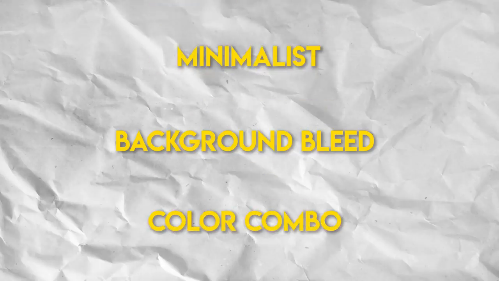Aside from layout types, we have our layout styles, which is our fourth tip to develop a layout style. In today's architectural presentation meta, we have 3 popular layout styles. These are the minimalist, the background bleed, and the color combo. Of these 3, my most favorite one is definitely the minimalist style because it is the easiest and less time consuming. But if I had a ton of time on my hands, I would definitely go for the background bleed style. So let's talk about minimalist layout style.